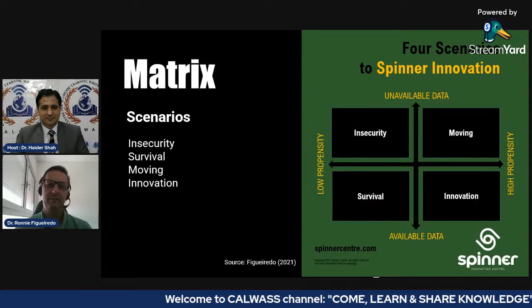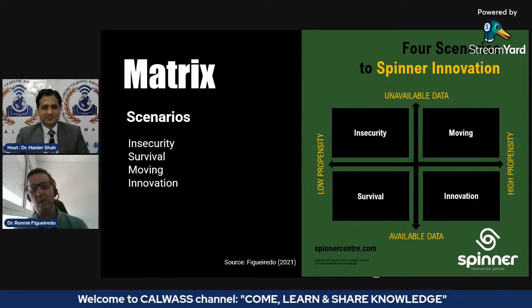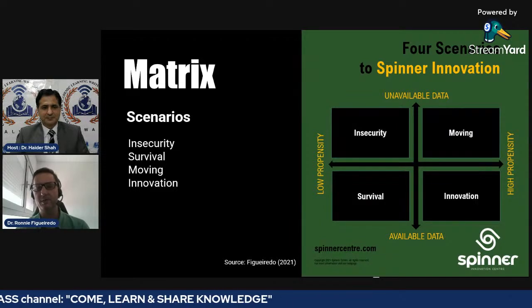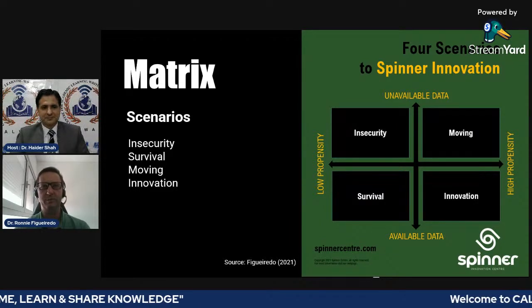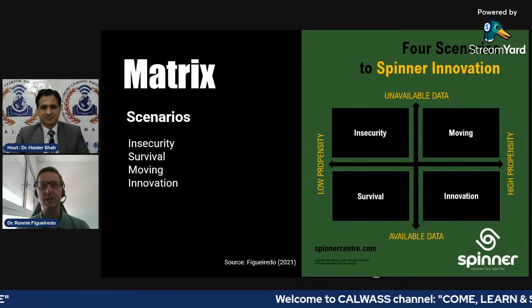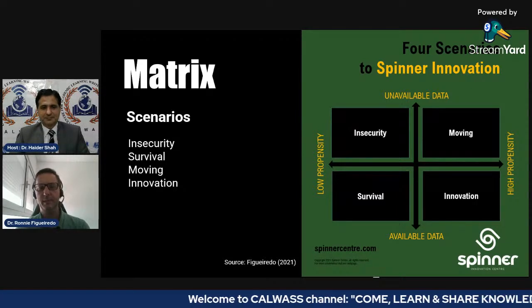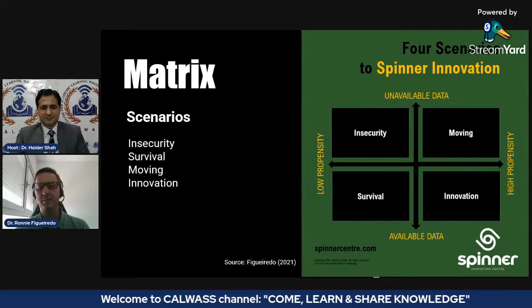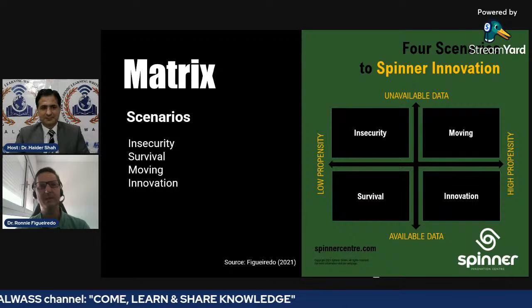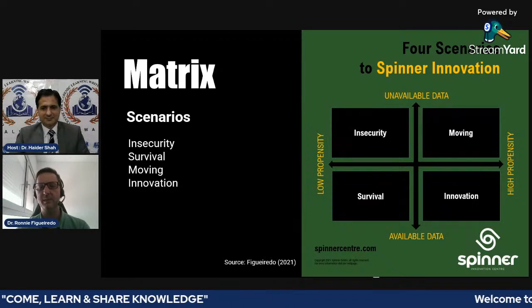So imagining the first scenario, this organization has a low propensity to innovate and unavailable data. I don't have a data resource, and I don't have a potential or a propensity to innovate. So this is an insecurity moment for the organization. I don't know what to do. I'm completely without light. I don't know the direction I need to follow. I'm in an insecure moment as a business.